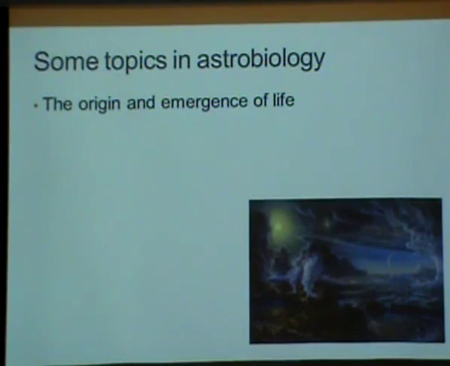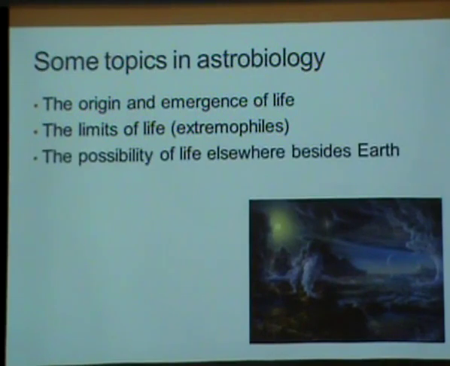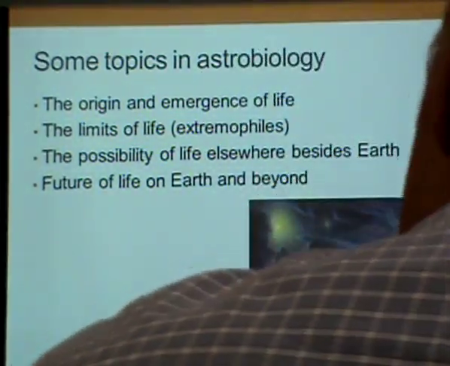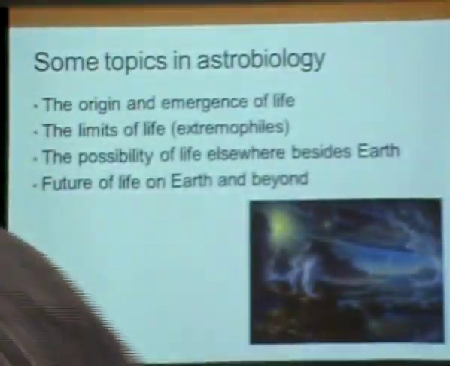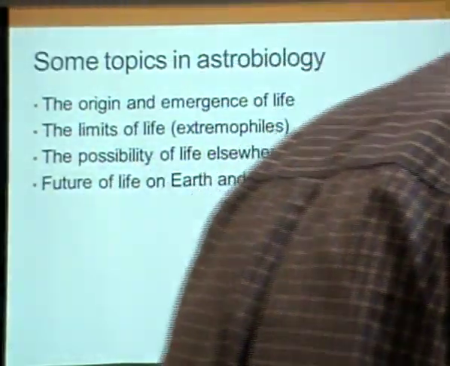So one of the topics is the origin and emergence of life on this planet as well as other worlds. Also, what are the limits of life? And this gets into a class of organisms called extremophiles, and I'll have something to say about that. And then, of course, what's the possibility of life elsewhere besides Earth? And finally, because of astrobiology, we have a context to try to understand the future of life on Earth and beyond. So in astrobiology, we have a way of thinking about what would happen to Earth if this happened, or if that happened, from a cosmic perspective.